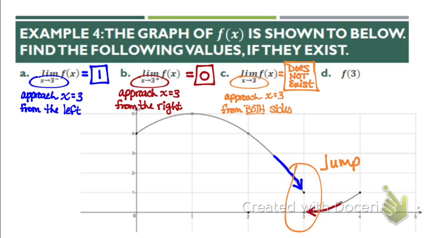A, B, and C are all talking about limits. How is that different than part D? It's evaluating. So this is saying if I had the function rule, I'm going to plug it in, see what my output is. We're going to evaluate the function.